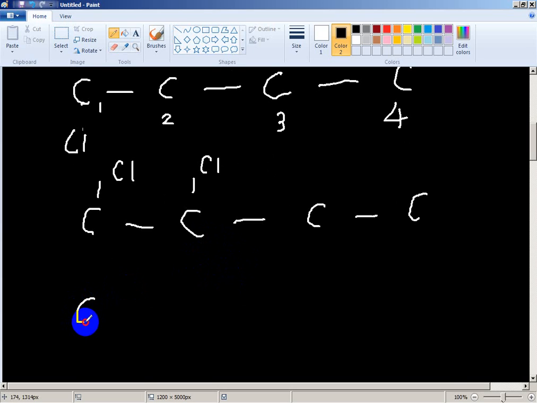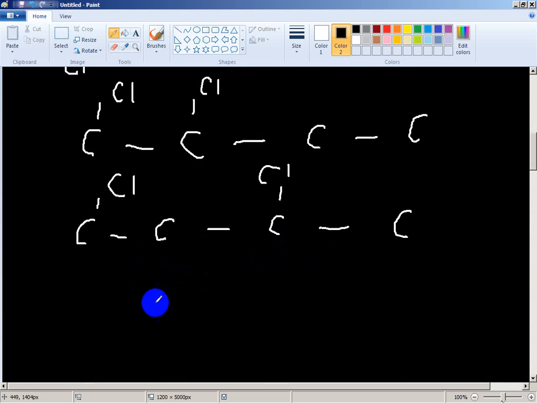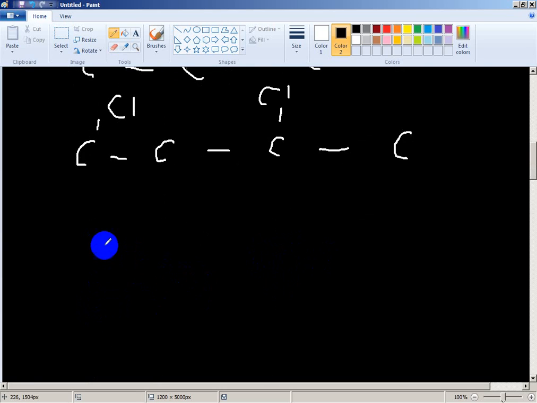Now draw another isomer. Now I am giving chlorine at positions 1 and 3. This is one isomer. Now I am giving chlorine at positions 1 and 4.